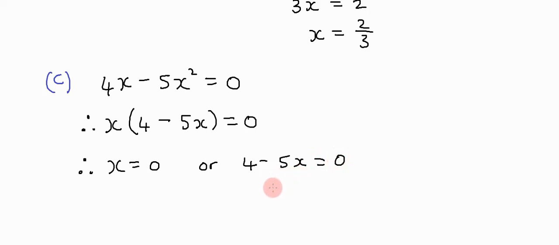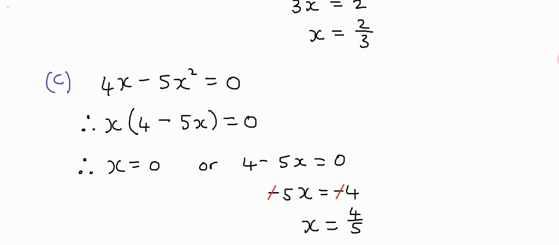And solving for x here, we can take the 4 to the right-hand side. Becomes negative 4. And now we can divide the negative 5 into the right-hand side. Before we do that, we could actually cancel the negatives first on both sides. It's the same as dividing through by negative 1. So then we have 5x equals 4, and we can divide the 5 into the right-hand side, and we get x is 4 over 5. So then x is 0, or x is 4 over 5.